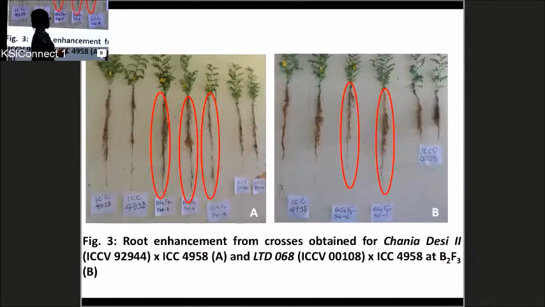This one shows the root enhancement from the roots that were extracted. You can see here the backcross generations that were developed, and it shows there was an improvement in roots compared to ICC 4958. And here we have our parent. The same thing also applies to the other set, which also had improvements compared to our recurrent parent, which is ICC 00108.